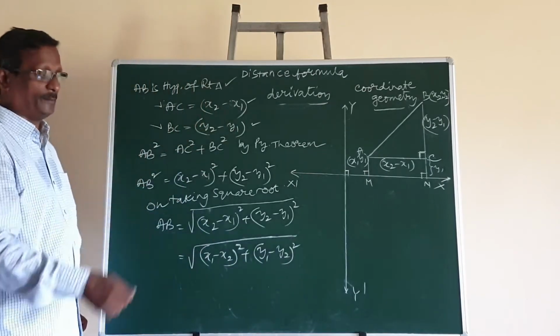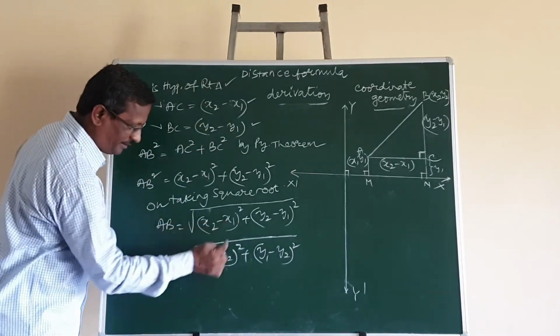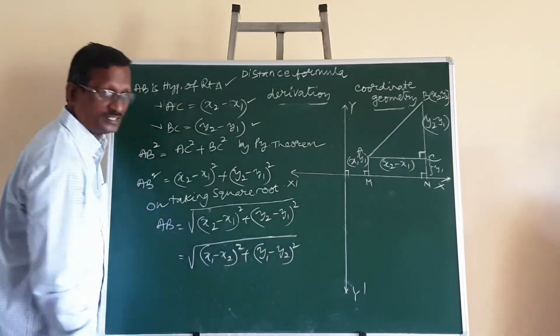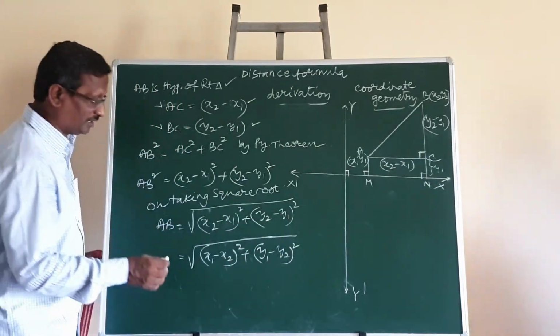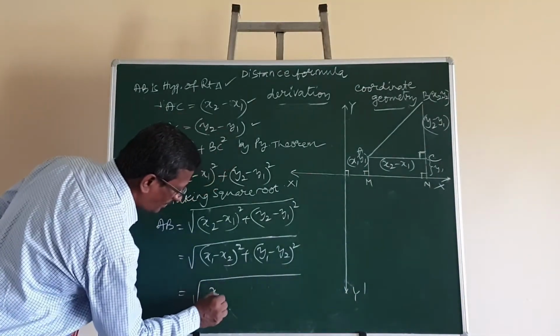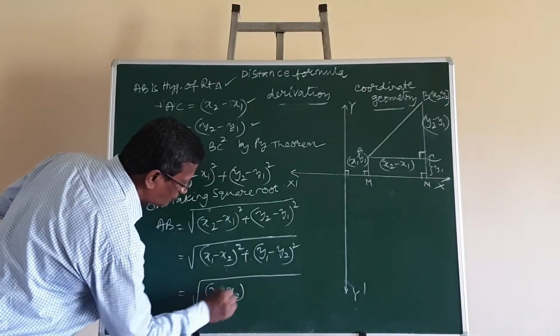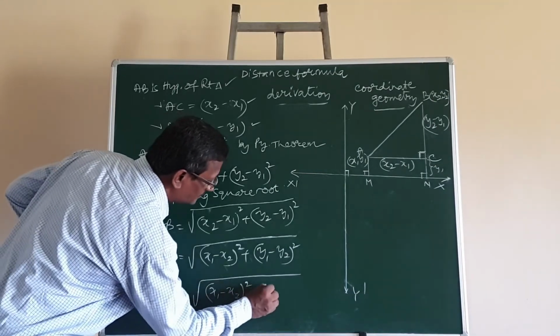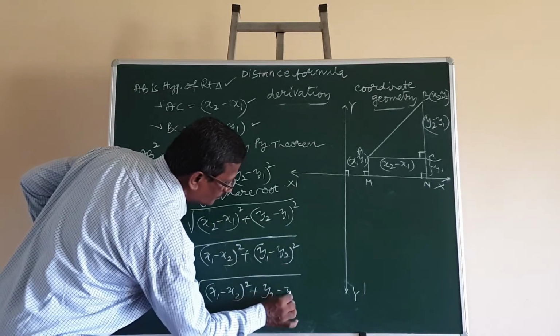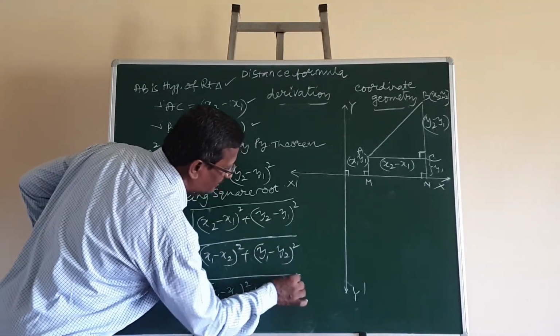There is one more flexibility. Here x2 minus x1, here x1 minus x2, here y2 minus y1, here y1 minus y2. Another flexibility, you can also do this: under root of x1 minus x2 whole square plus y2 minus y1 whole square.